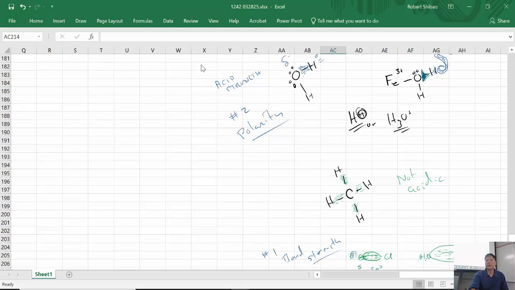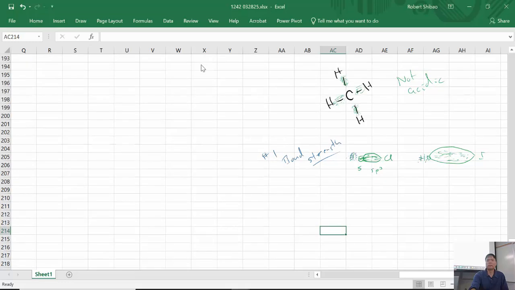And so this explains the reason why the strongest acid is HI. HI is stronger than HBr, and HBr is stronger than HCl. And HCl is much more stronger than HF.